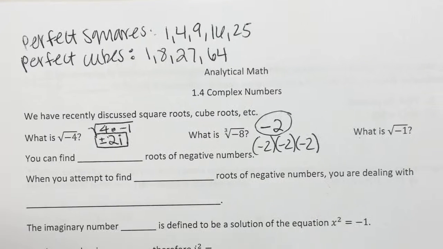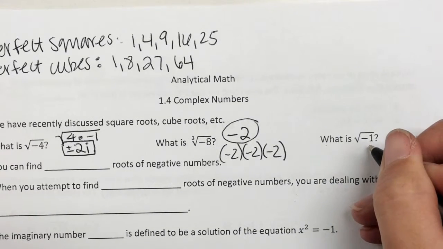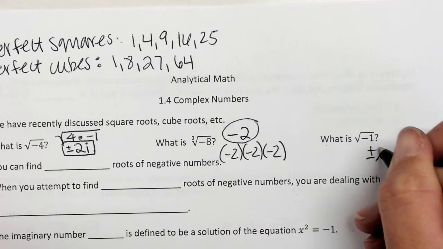So, can you take the square root of negative numbers? No, not and get a real number. It's imaginary. Can you take the cube root of negative numbers? Yes. Alright. So what is the square root of negative 1? We kind of already talked about it. Plus or minus i. Very good.